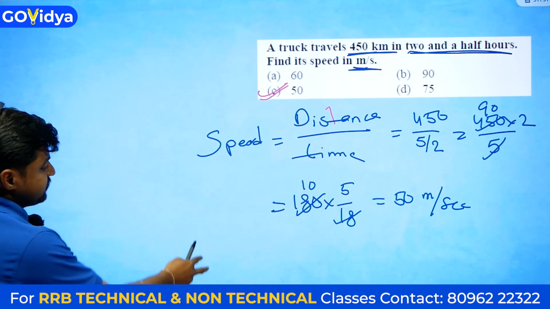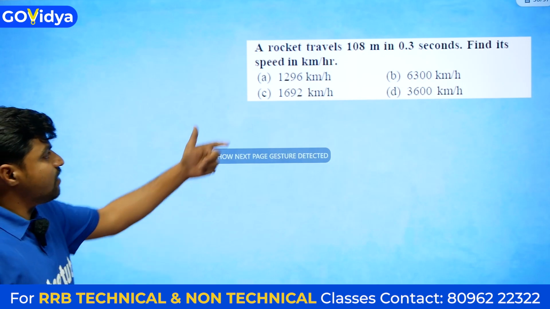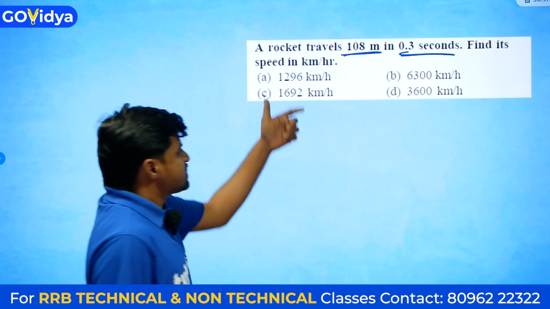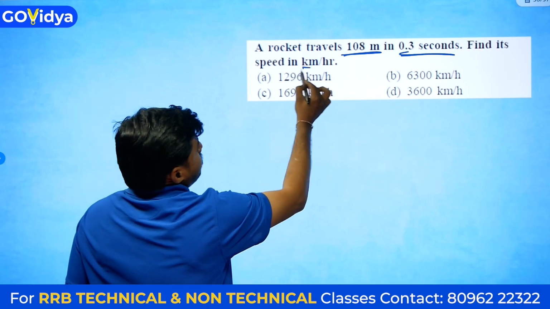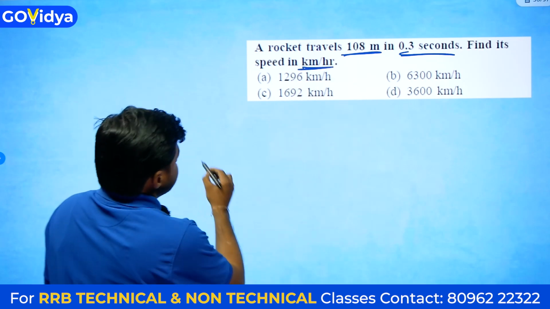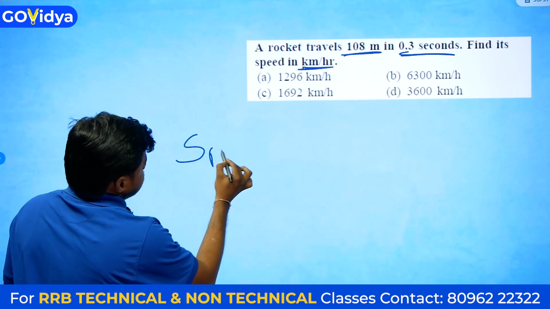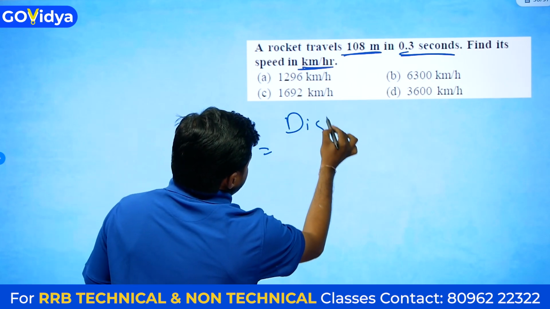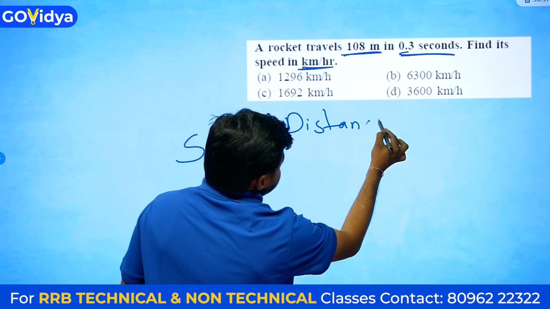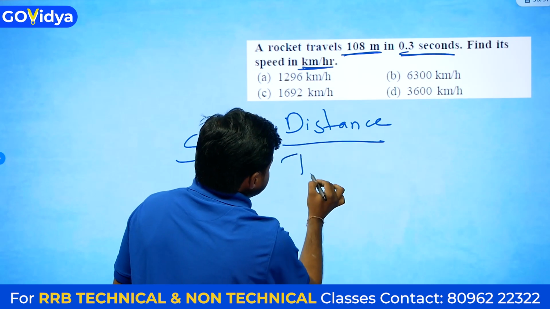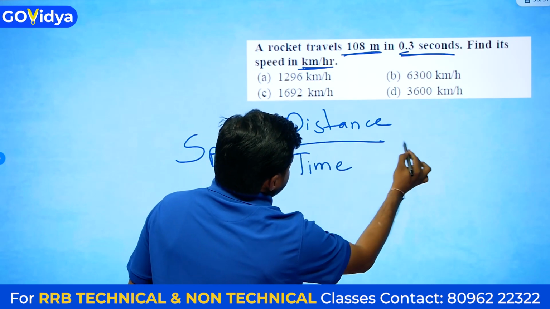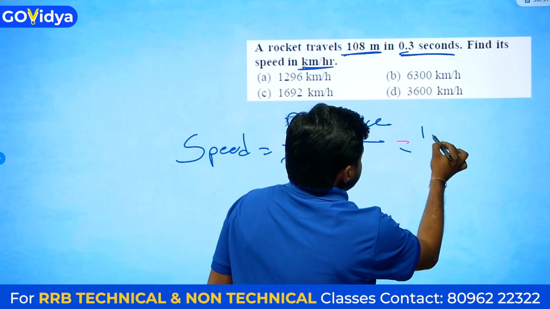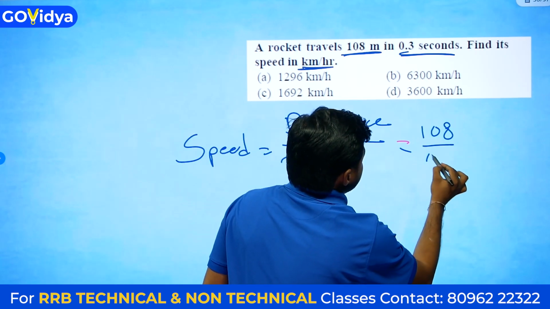Okay, next question. A rocket travels 108 meters in 0.3 seconds. Find the speed in kilometer per hour. Okay, speed is equal to distance by time. Okay, what is the distance? Distance is equal to 108 meters, 108 by time. Time is 0.3.